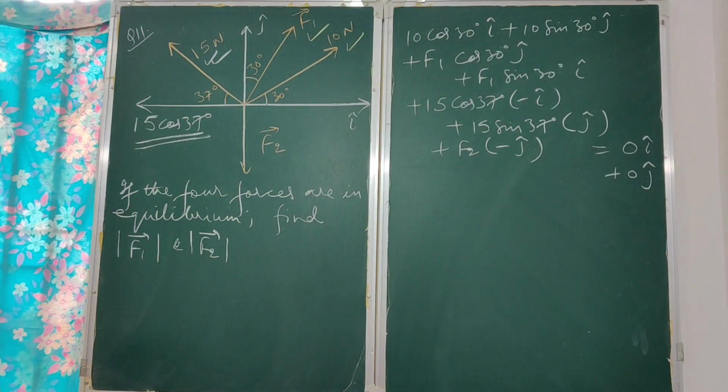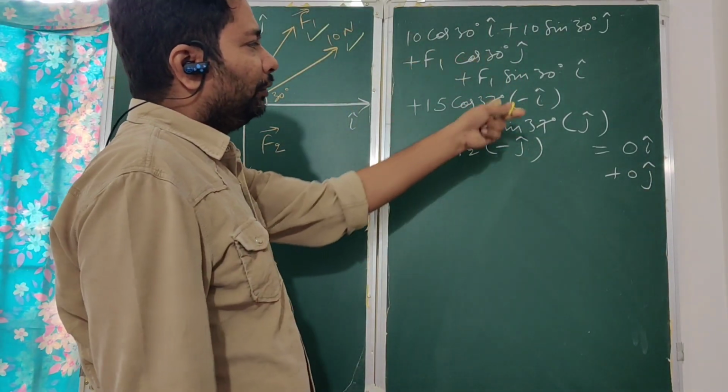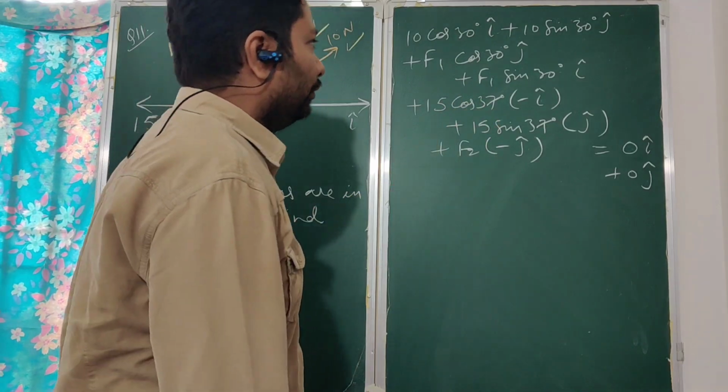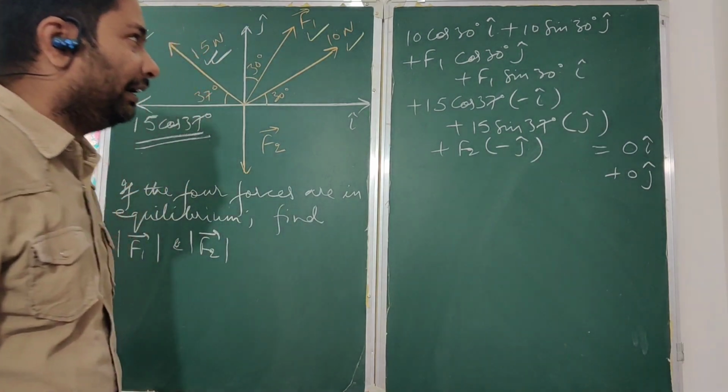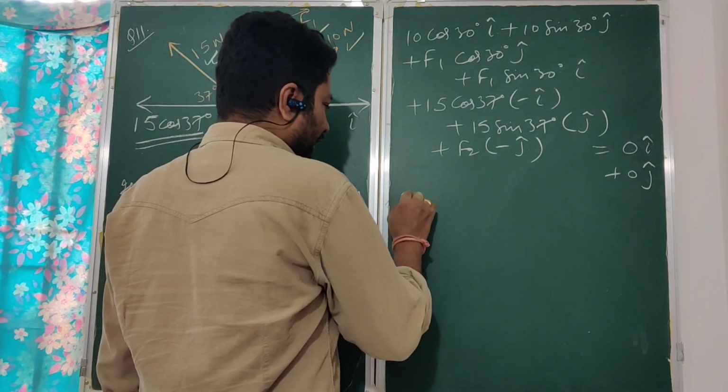So the sum of all these forces is 0, or to be precise, 0 i cap plus 0 j cap. Now I write all the i cap terms together and j cap terms together on the left hand side. When I do that, 10 cos 30, cos 30 is root 3 by 2, so it will be 5 root 3 i cap.